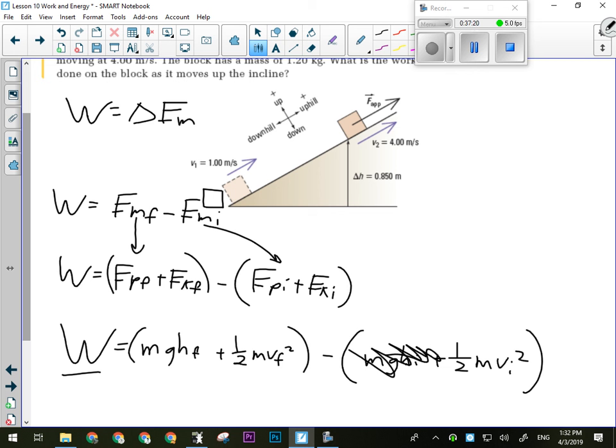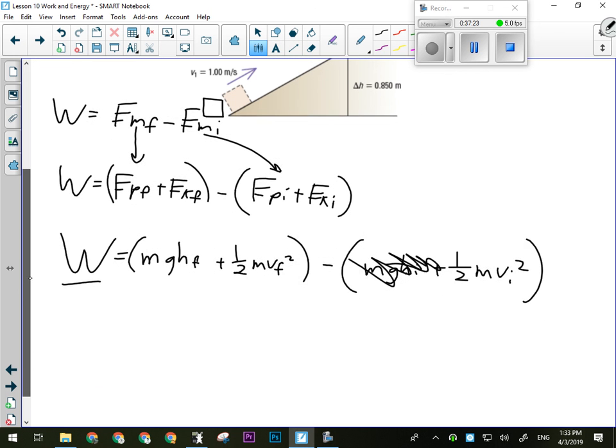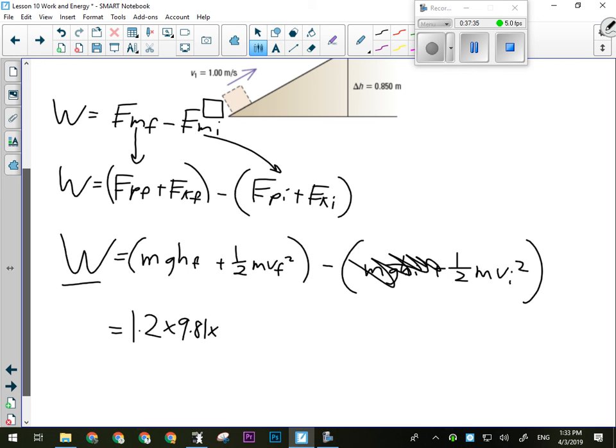All right, so now I know I don't have any initial potential energy. Now I can plug in my numbers. So I'm going to go 1.2 kilograms. Okay, so my mass, which is the same everywhere, times 9.81 times my final height, which they told me is 0.850 meters. Right? And then I'm going to add on to that 1/2 times 1.2 times my final speed, which they told me was 4 meters per second. Right, so there's my final mechanical energy.